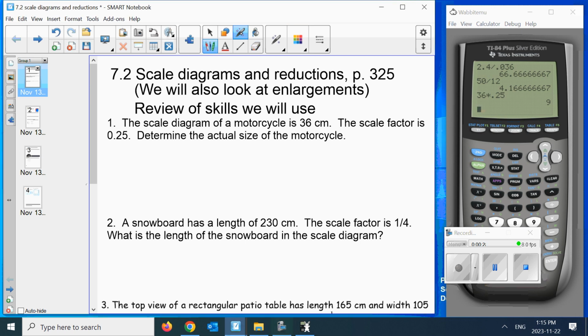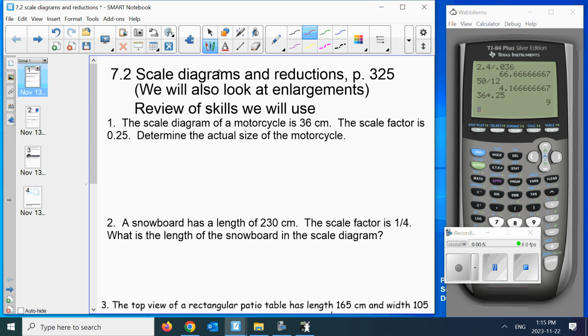The answer to the scale diagram is 36. So here's the thing. Something times 0.25 equals 36 centimeters. So you'd have to figure that out. You could use division. But I'm going to show you a way with fractions that I'm going to use to set up, always do this. Okay?